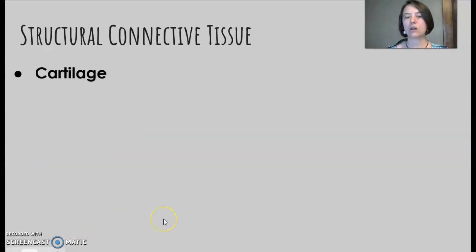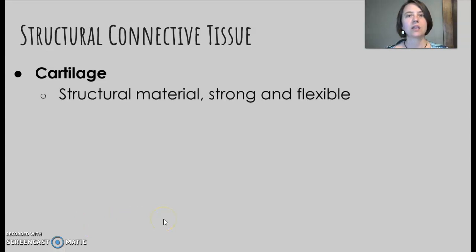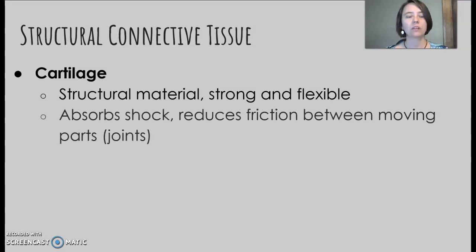So let's talk about cartilage first. Cartilage is a type of structural connective tissue. It is a structural material, and it is strong, and it is flexible. Some other functions that it has, it's good at absorbing shock, and it's good at reducing friction between moving parts. Like in your joints, you have cartilage to reduce that friction. You don't want bone on bone.